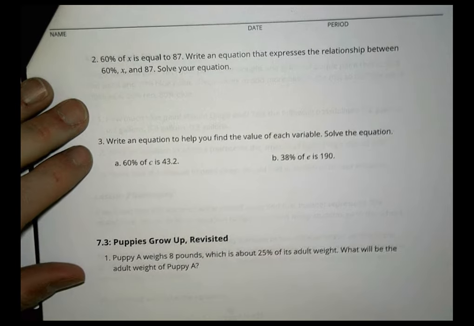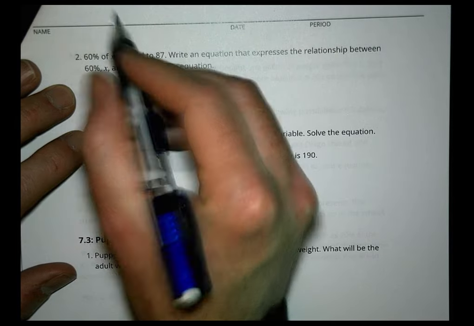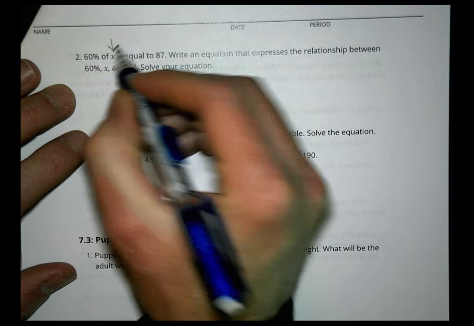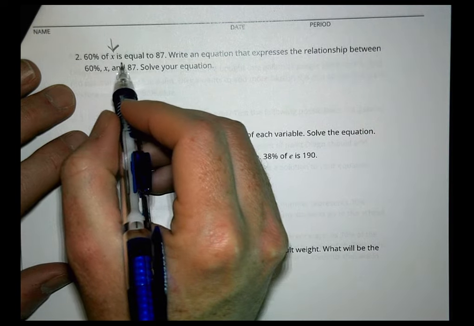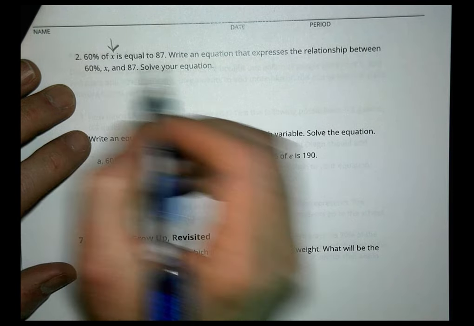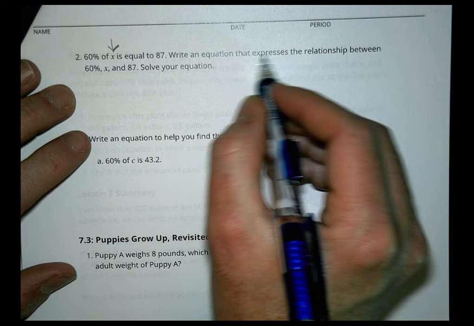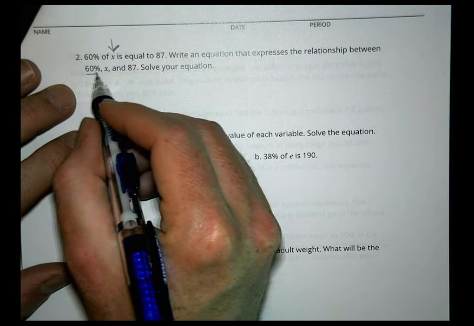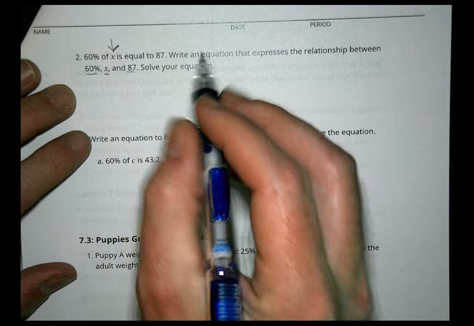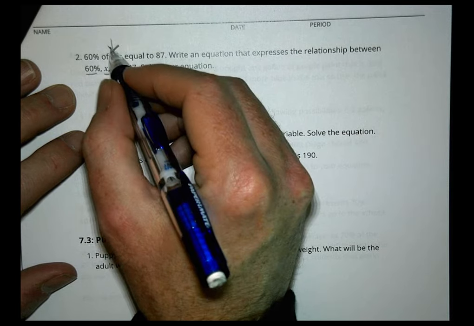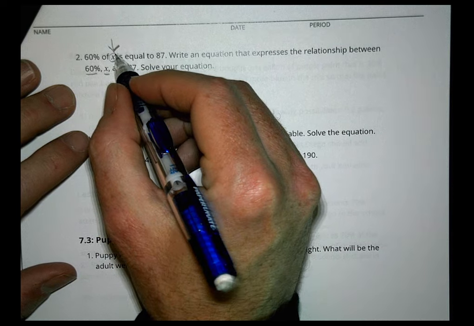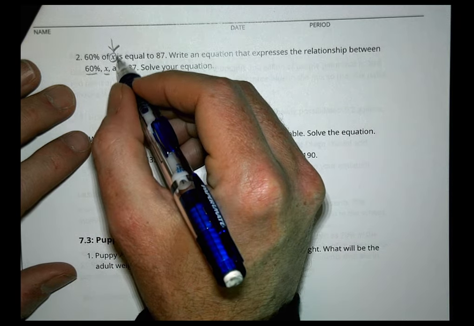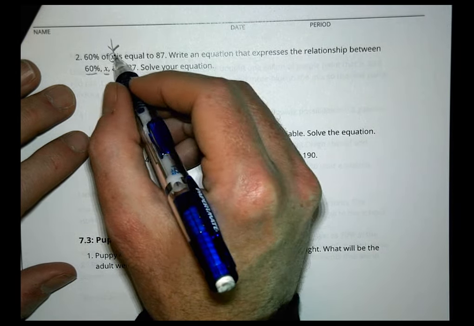So 60% of x is equal to 87. We were kept guessing. We were kept changing the value of x to try to figure out, is that equal to 87? So if we wanted to find out what x is equal to, right, we could figure this out. It says write an equation that expresses the relationship between 60%, x, and 87 and solve your equation. So we were guessing 400, 200, 150. So what would be the number? The question here is we're asking what would be the number that is 60% of what number is actually equal to 87.